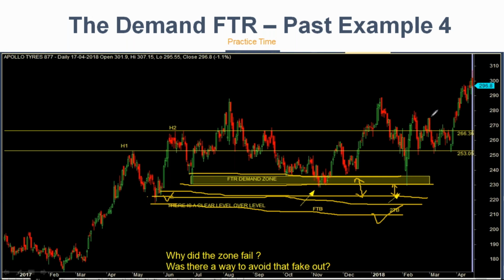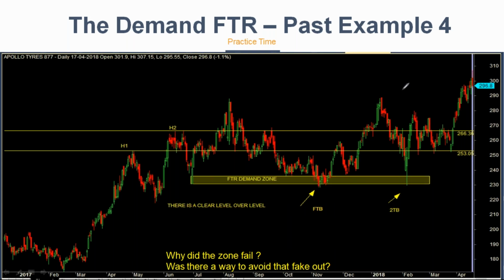Okay, so let me clear this and move on to the next slide. I hope the message is clear. If you guys want to have a safe entry, if ever there is a level over level, go to the lower level and take a trade. And remember, there is every possibility that it can react from the first zone only. Don't think about your second zone.